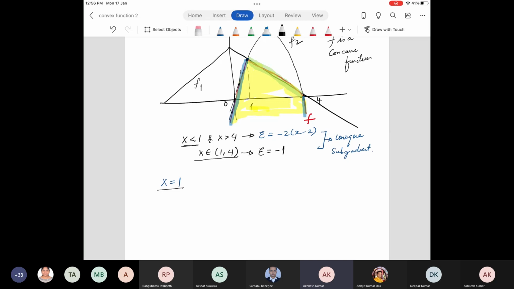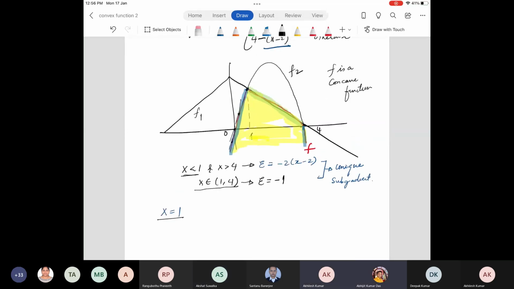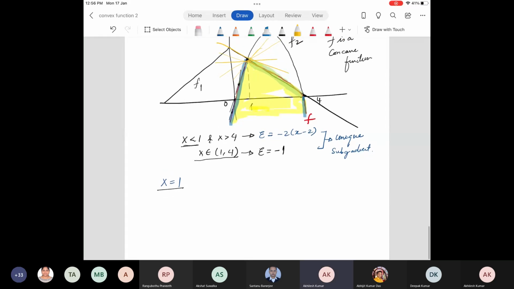What happens at x equals 1? There are two supporting hyperplanes. There are many supporting hyperplanes. It can be this one, this one, or this one. You can see all of them are supporting at that point. Do you agree? So we say that at x equals 1, we have a family of subgradients. How do we find that?